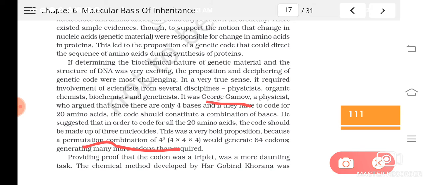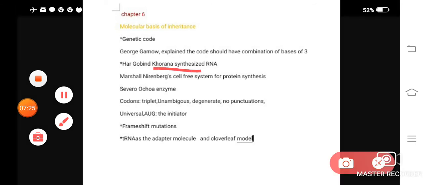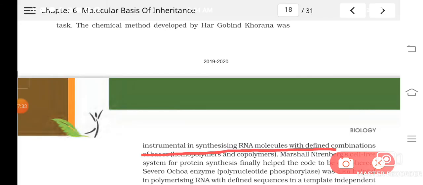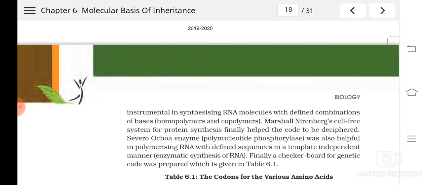Okay, so George Gamow explained that the code should be a combination of 3 bases. And the experimental proof was given by Hargobind Khurana, by synthesizing RNA molecules with defined combinations of bases. Hargobind Khurana was an Indian scientist, and he could give evidence by synthesizing RNA molecules.